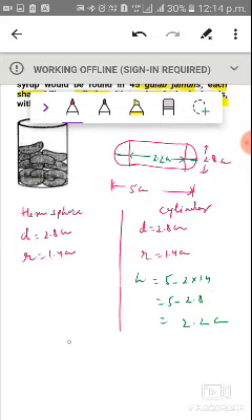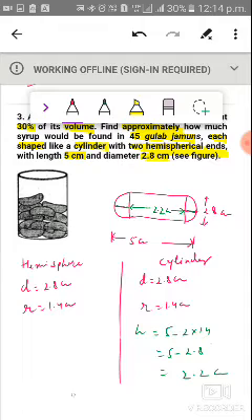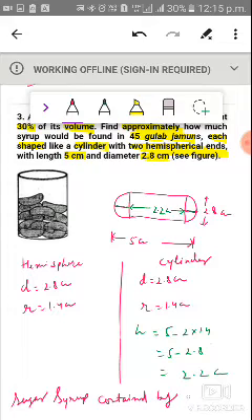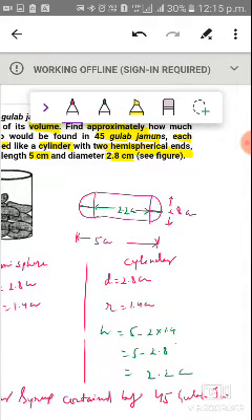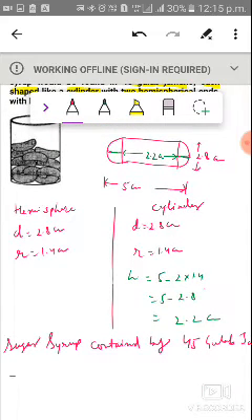Okay, so we'll write: sugar syrup contained by 45 gulab jamuns is equal to 45 multiplied by the sugar syrup contained by 1 gulab jamun. And how much sugar syrup does 1 gulab jamun contain?